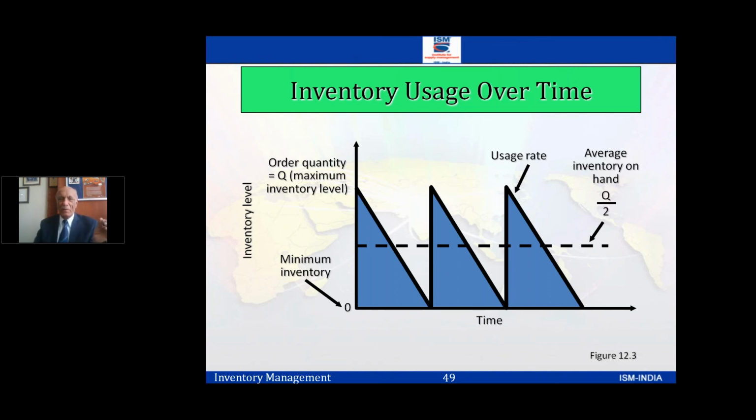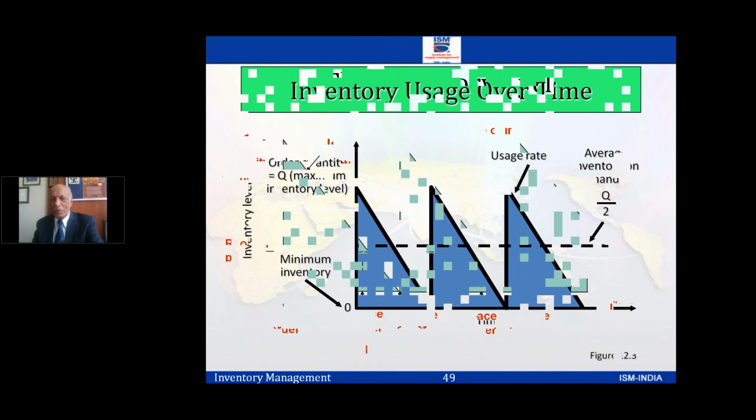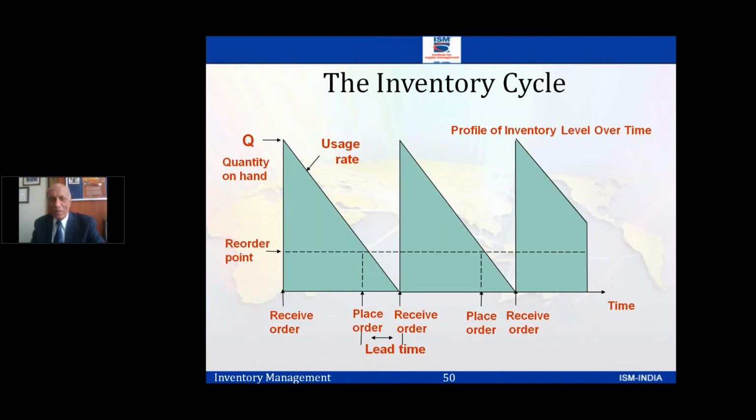Now here you look around, instead of going down to 0 level and then placing an order, the reorder point is a little up. That means I place the order and this becomes my buffer, so that by the time I consume down to 0 level, I don't want to come to 0 level, my goods are already coming. So it balances out.